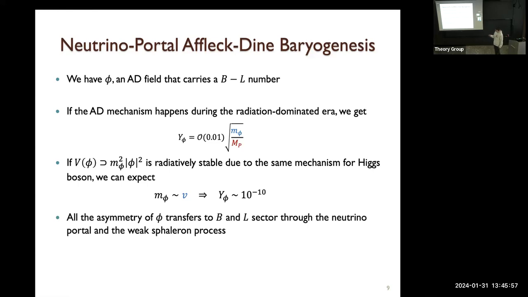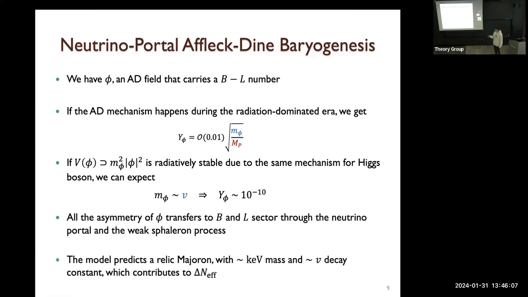And through the neutrino portal, this phi asymmetry goes to the lepton sector, and through the weak sphaleron process, this asymmetry of the lepton sector also goes to the baryon sector. And in this model, we expect a relic Majoron with keV mass and weak scale decay constant, which contributes to the delta N_eff. So by looking for this additional N_eff from the next generation CMB experiment, we can look for some hints for this model. So this is a brief introduction, but let me go into the detail.